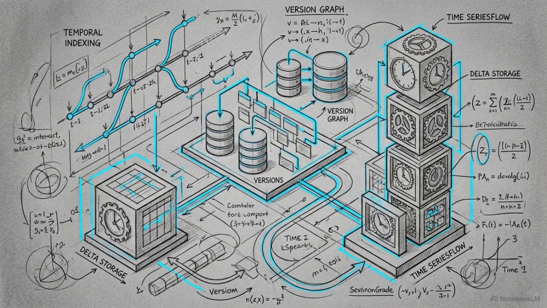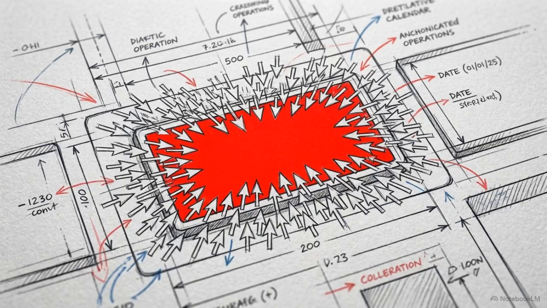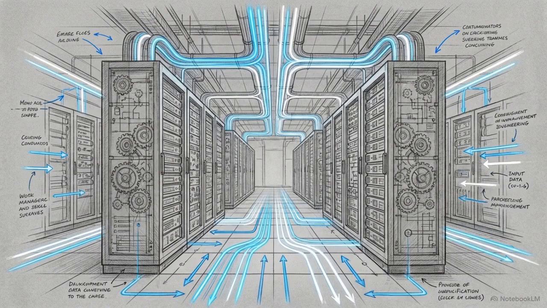We are going to deconstruct how this architecture is built, starting with the base temporal data models and scaling up to the algorithms that predict human burnout. When hundreds of concurrent users compete for highly constrained time slots, standard MVC development fails. High concurrency environments require engineering for human optimization at an enterprise scale.